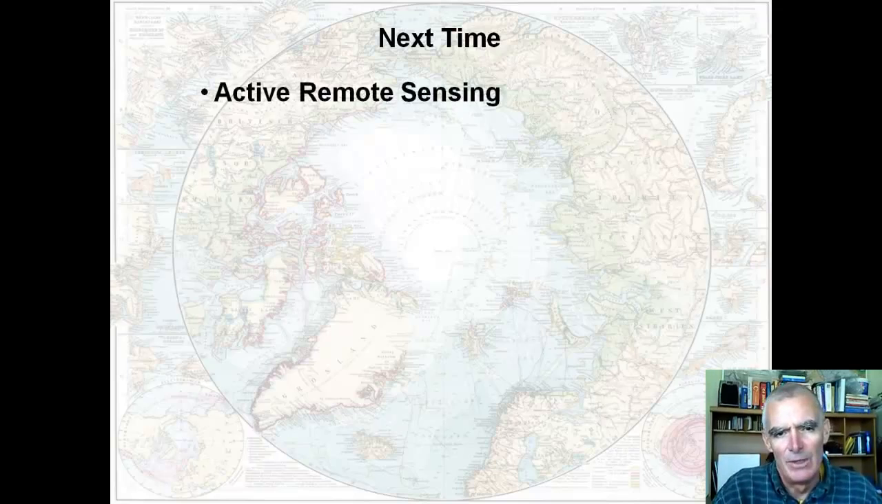Next time I'll spend a little bit of time talking about active remote sensing. So far we've been talking only about passive, which is where the sensor senses energy that bounces off the object. Generally it comes from the sun. The sun's energy bounces off the object and is sensed. Next time we're going to talk about active sensing, in which the sensor generates its own signal and then senses what comes back. So that'll be next time.